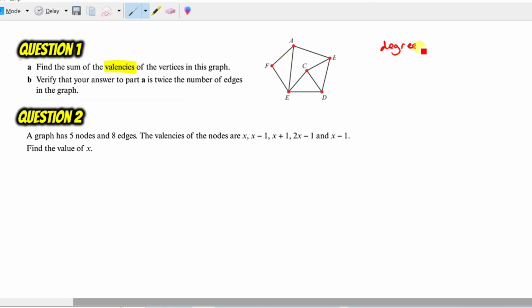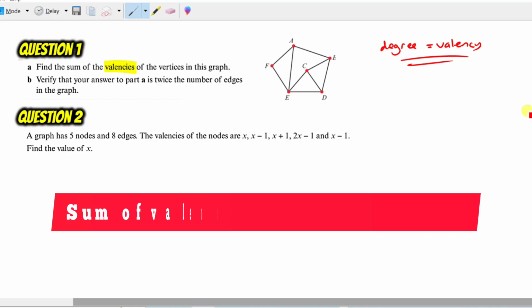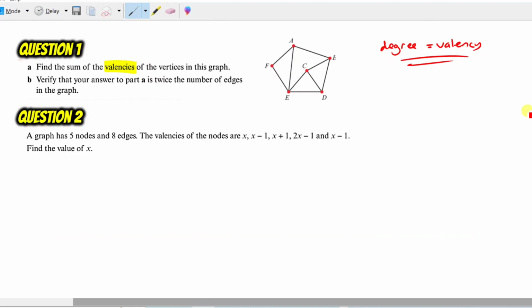So that's just a keyword. Degree and valency are basically the same thing. Another key factor when it comes to the sum of valencies is that it always equals 2 times the number of edges. So that's a key factor, yes? So let's start the question and get through every problem now.